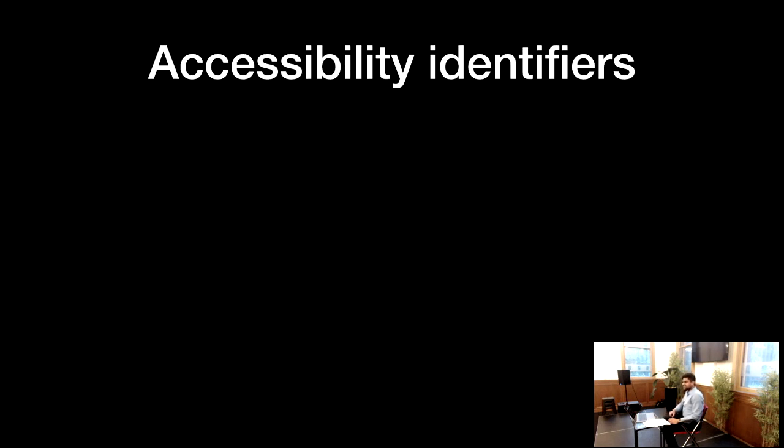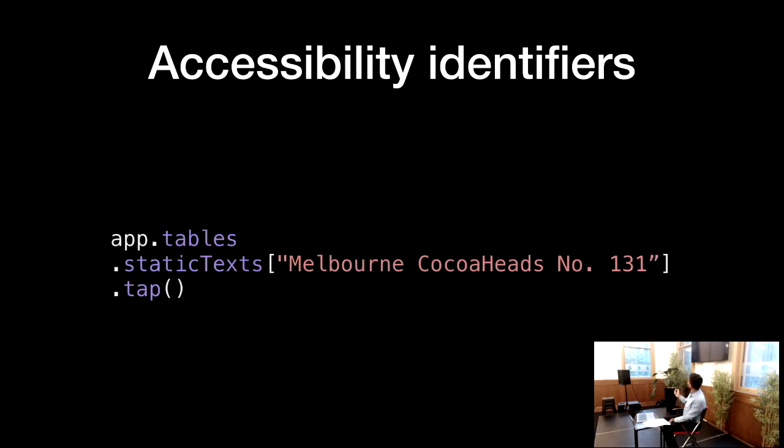Now, accessibility identifiers. In a lot of Apple's WWDC videos around UI testing, you'll see a lot of code that looks like this. The reason I don't like this code is because it's not very deterministic. You can't really tell whether the element that you're hitting with this query actually exists or not. It just finds the first element in the hierarchy. And in this particular case, referring back to the earlier example of Melbourne CocoaHeads, if this event does not exist anymore for whatever reason, this test will fail even though there are still valid elements in that table.